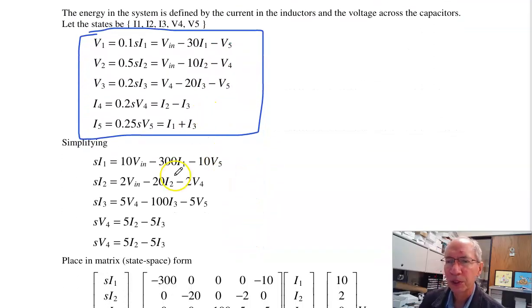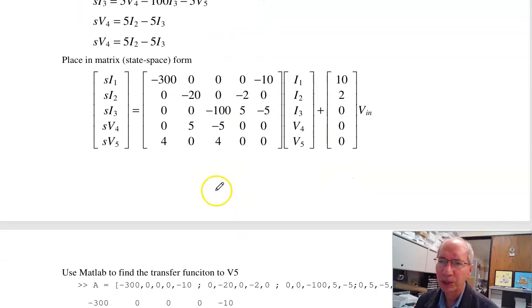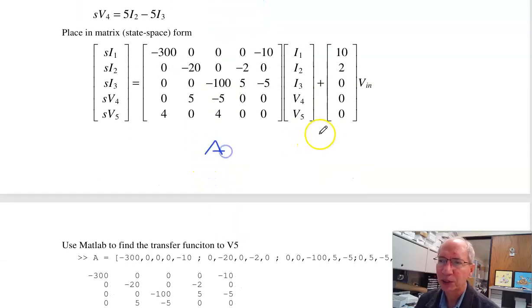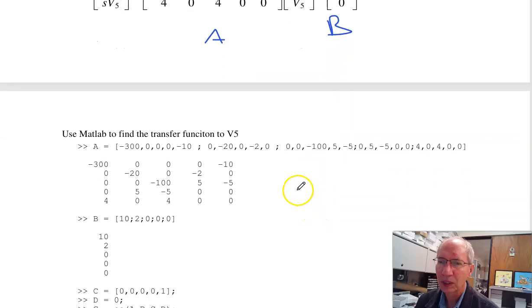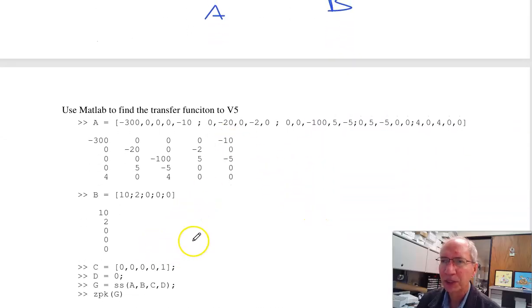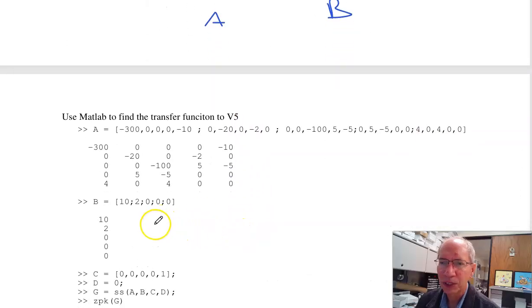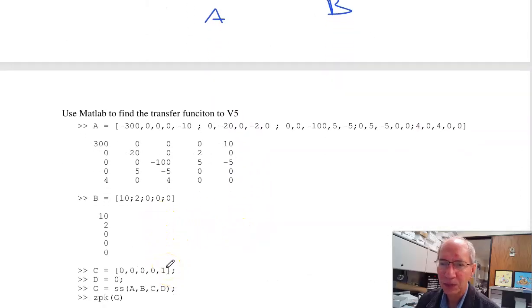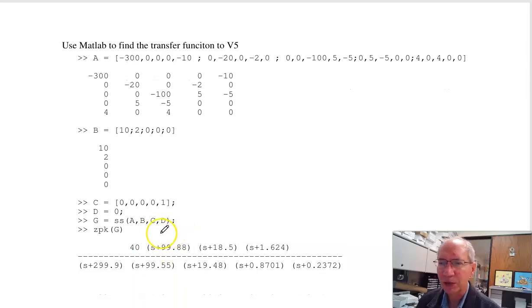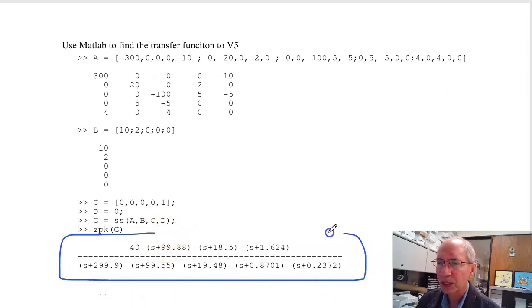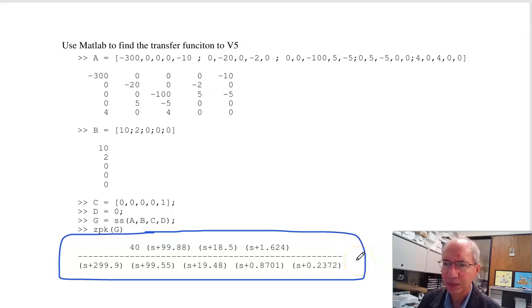Grouping the terms, putting in matrix form. Here's your A matrix. Here's your B matrix. The C matrix, if my output is V5, pulls off the last state. Throw that in MATLAB, find the transfer function, and poof! This is the transfer function from Vn to V5. 5 poles: I've got 5 energy storage elements, a 5th order system.